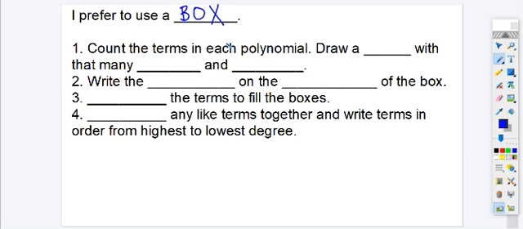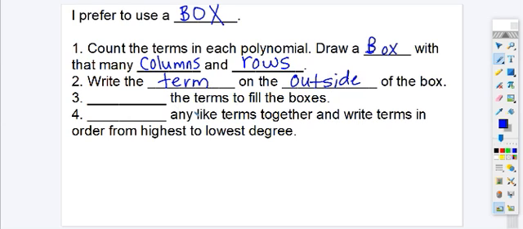Number one, count all the terms in each polynomial. Then draw a box with that many columns and rows. You're going to write the terms on the outsides of the box. Then you'll multiply the terms to fill the boxes. And then you will add any like terms together and write the terms in order from the highest to the lowest degree. And I'll show you what this means in just a second with an example. I'm going to move on ahead. If you're not done, which you're probably not, pause the video, finish it, and then unpause it and keep going.